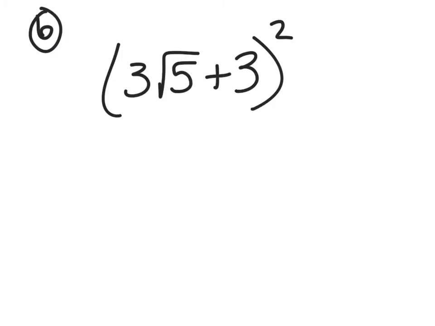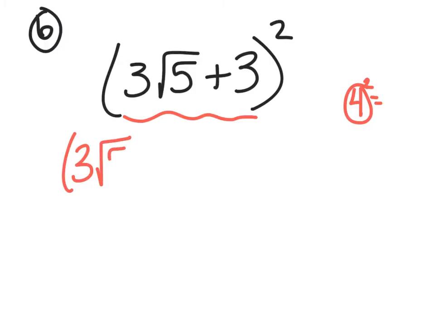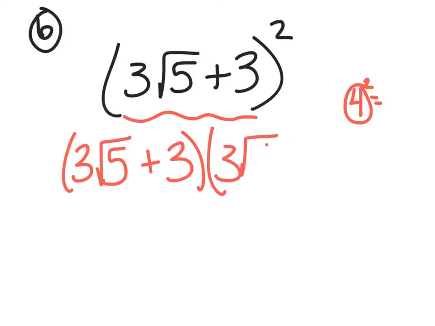All right, how about this one? The quantity 3 radical 5 plus 3, squared. What does it mean to square something? What does it mean when somebody says 4 squared? We all know the answer is 16, but what does it actually mean? Well, it means take that number that you have and multiply it by itself. So I need to write this down and multiply it by itself. You don't just square two terms. You rewrite it, like we just said, and multiply it by itself.